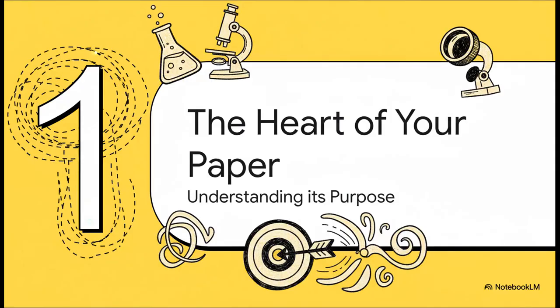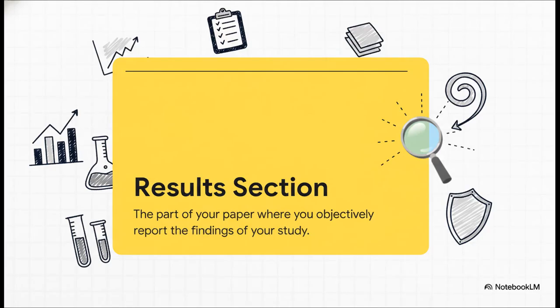First things first, before you even type a single word, you have to get your head in the right space. Every part of a paper has a very specific job to do, and the results section might just have the most specific job of all. So, what is its core mission? And there it is. That's the whole secret. Its one and only mission is to objectively report the findings.